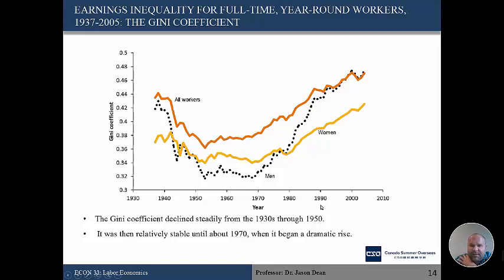So it was roughly stable until about 1970. From 1950, and then it has increased a lot since, and it's increased for women, men, and then of course when you combine them.